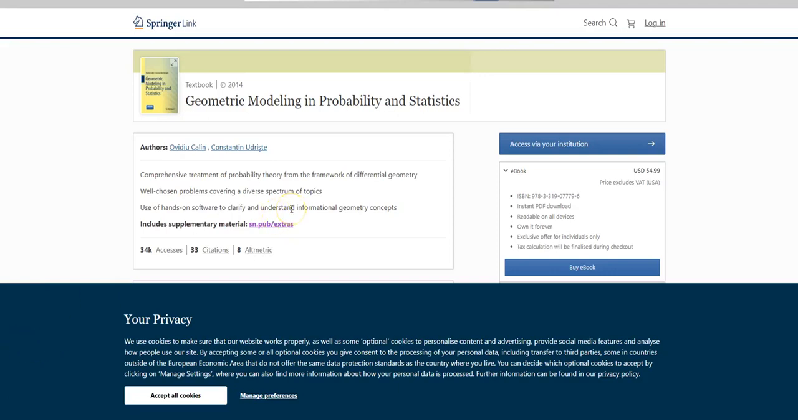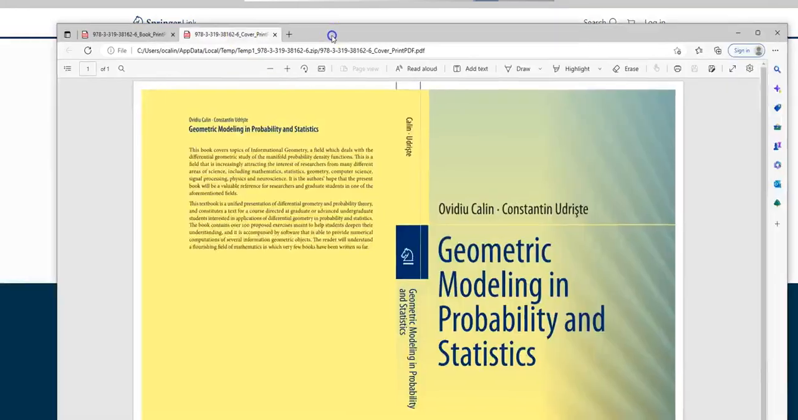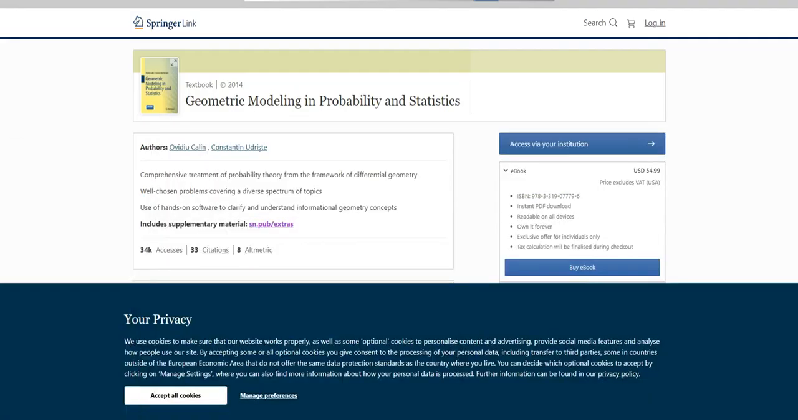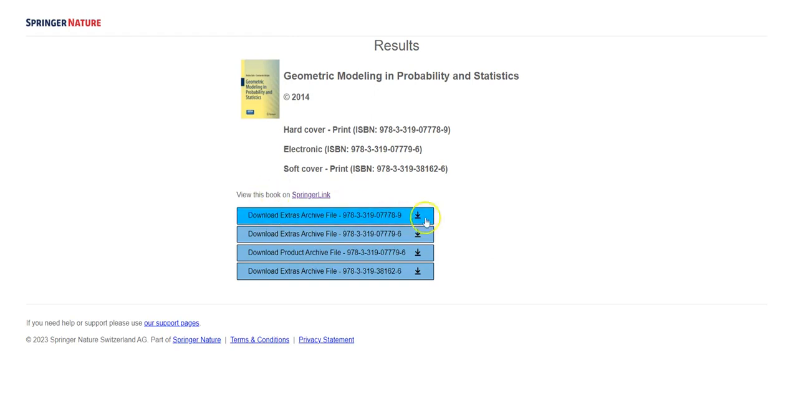I'm going to talk about a software which is the companion for my book Geometric Modeling in Probability and Statistics. It's about this book published with Springer in 2014. This label here, extra materials, means that you can have access to some software. You just click here and then you download the software from there.